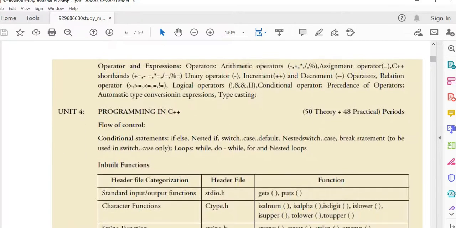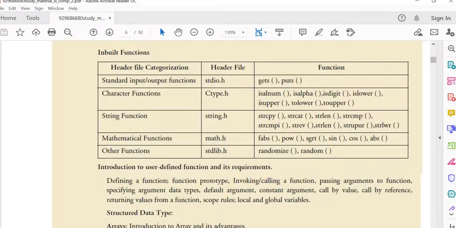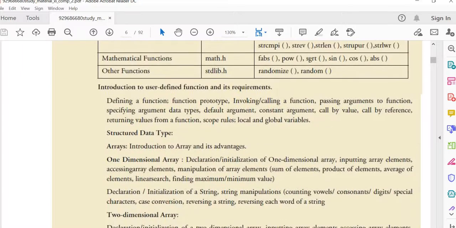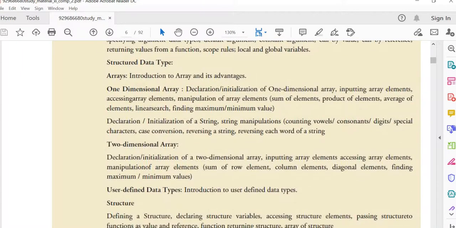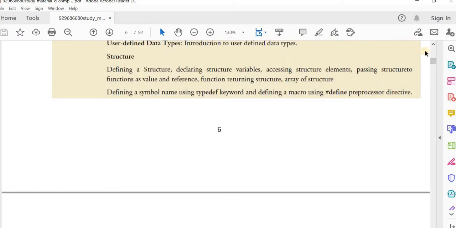And unit 4 is based on the programming part, programming in C++. It covers the flow of control, conditional statements, inbuilt functions, then user defined functions, structure data type, arrays, one dimensional and two dimensional arrays, then different types of preprocessor directives, macros, etc. will be covered in the last unit.